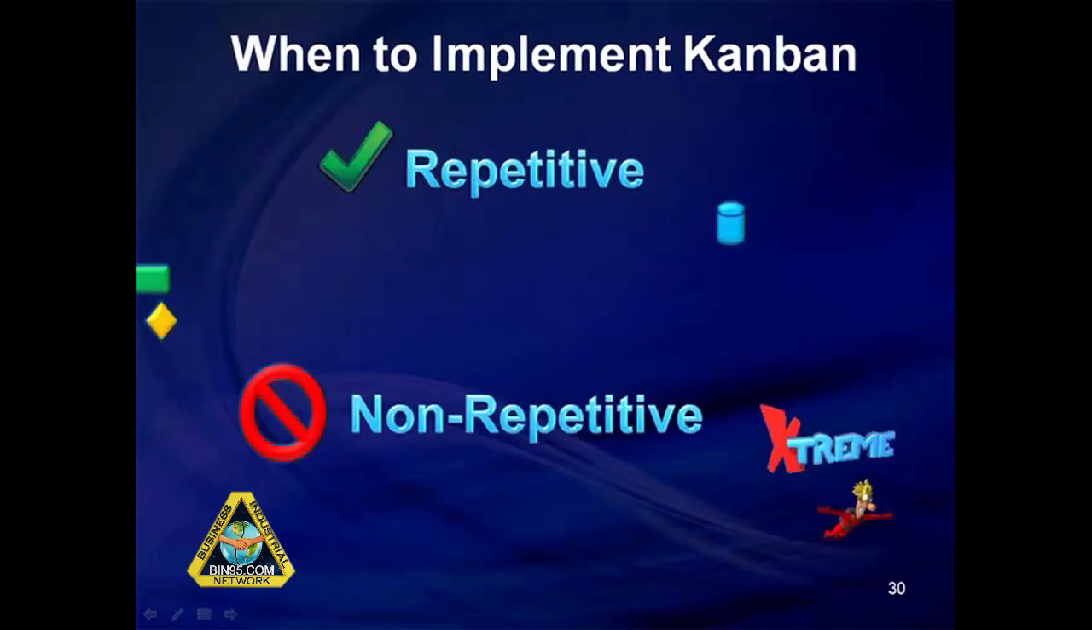Kanbans are used to replenish the inventory of items that are used repetitively. If the usage of an item is not repetitive, it would not be appropriate to implement the Kanban production system.